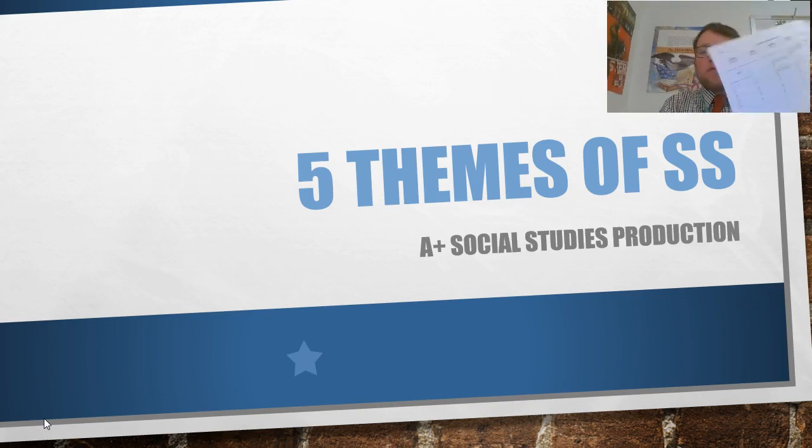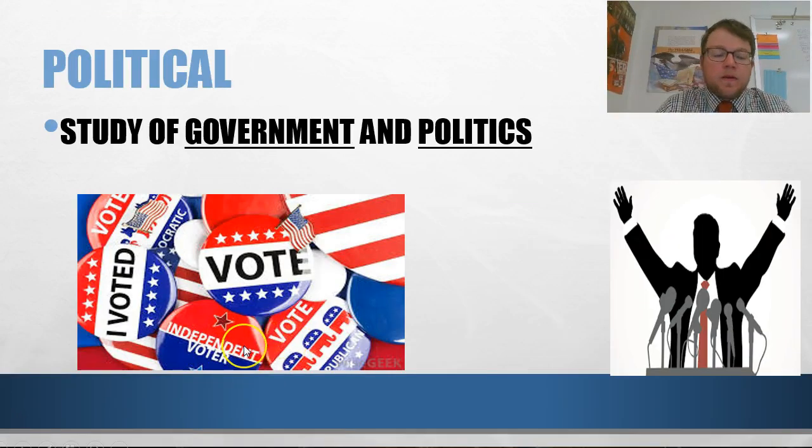So you should have your 5 themes of social studies sheet. This should already be in your interactive notebook on page 5, I believe. Yep, page 5. Just check the board there. And what we're going to do is you're going to have one section of notes, one section of buzzwords, and then down here, probably in class, you're going to be doing your drawings. We'll talk about that at the end of the video. But here we go.